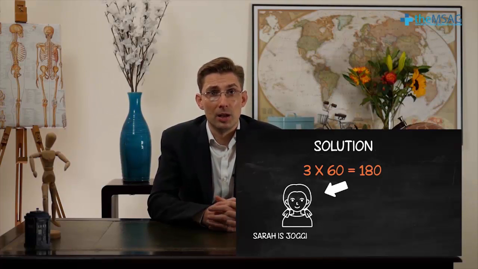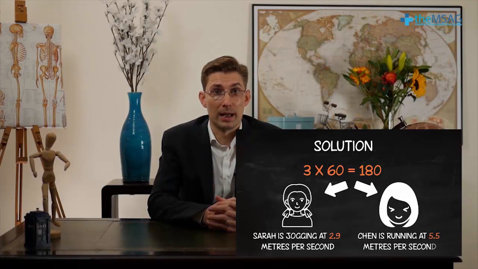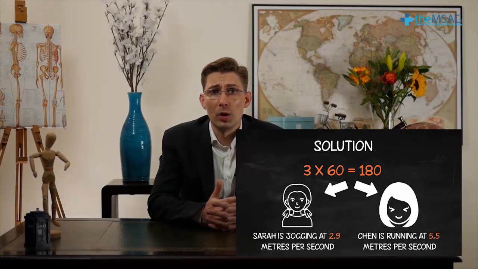We know that Sarah is jogging at 2.9 meters per second and that Chen is running at 5.5 meters per second. We could work out their distances by using the triangle for each of these values, but there is a shortcut you can use to get to this answer a bit more quickly. The question is asking us for the difference between the 2 distances travelled, and there are no marks for knowing how far each of the students travelled individually. Since we know that they are both travelling for the same amount of time, we can do just one speed, distance, time calculation using the difference between the two speeds.